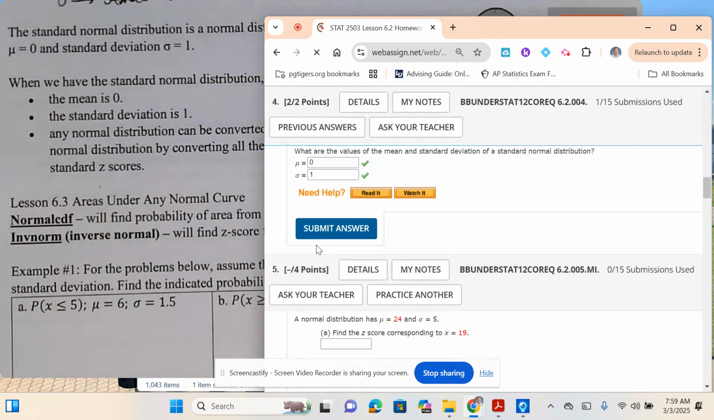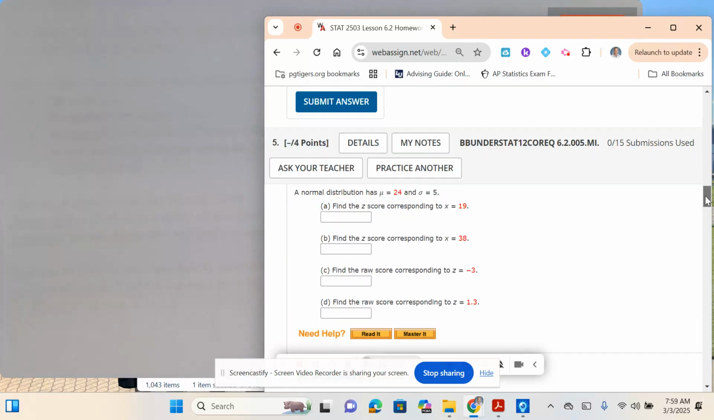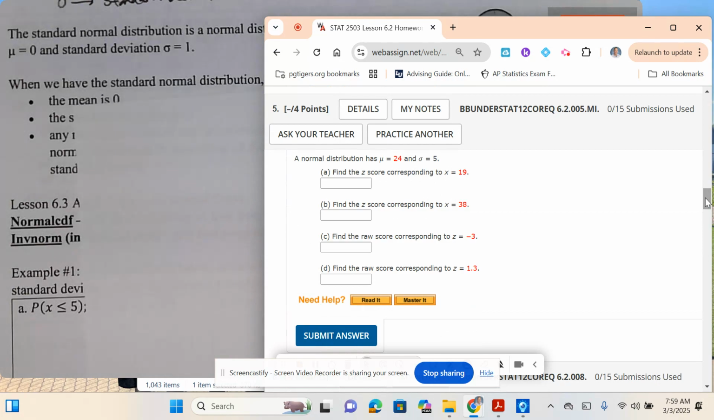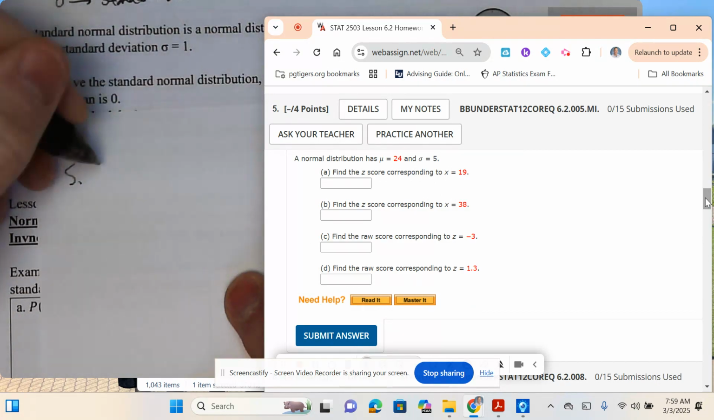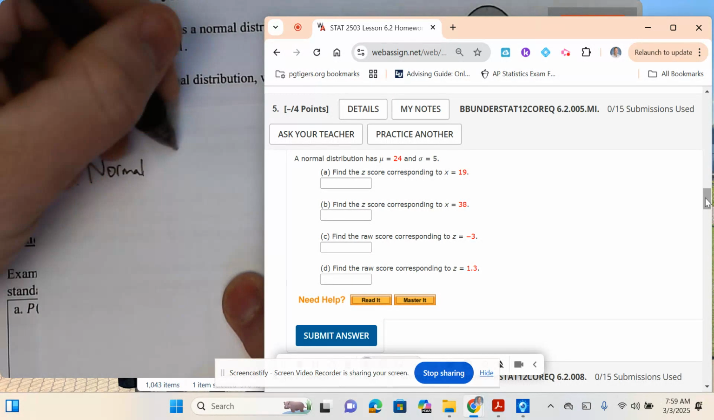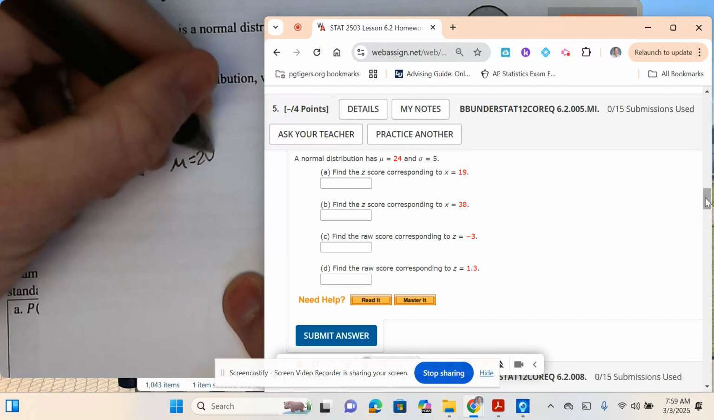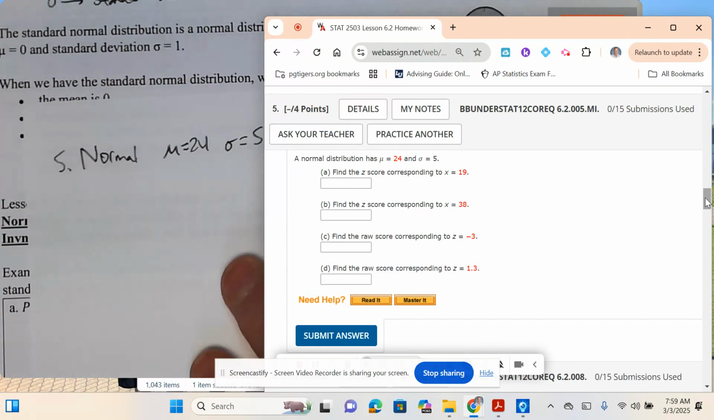So let's calculate some z-scores. Z-scores give you a way to standardize across variables. We haven't even got to look at that application, but I've got a normal distribution on 5. It has to be normal, by the way. You have to have a normal distribution for z-scores to have meaning. If it's not normal, the z-scores aren't going to have the same meaning. So mean of 24, standard deviation of 5.